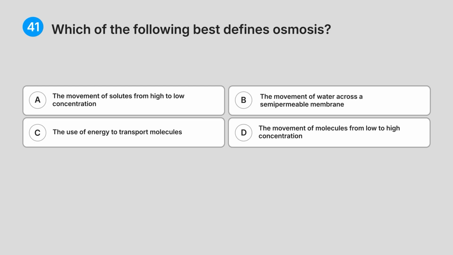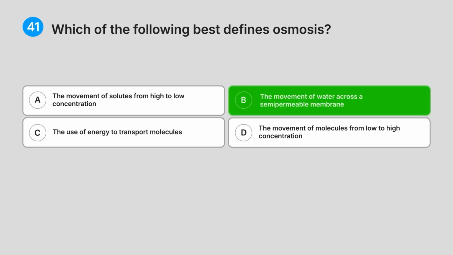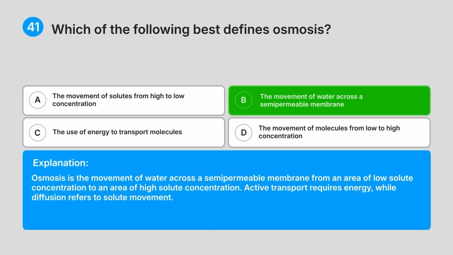Correct answer. B. The movement of water across a semi-permeable membrane. Explanation. Osmosis is the movement of water across a semi-permeable membrane from an area of low solute concentration to an area of high solute concentration. Active transport requires energy, while diffusion refers to solute movement.